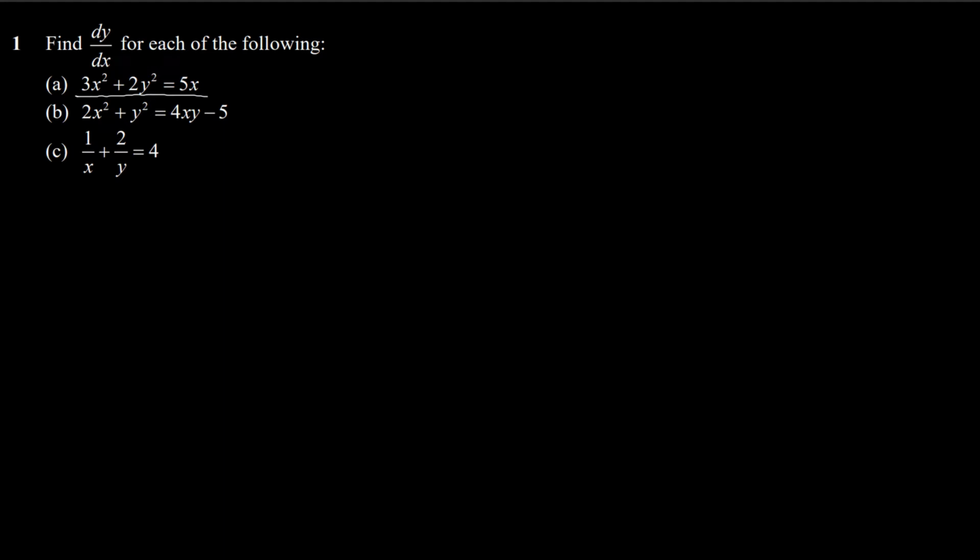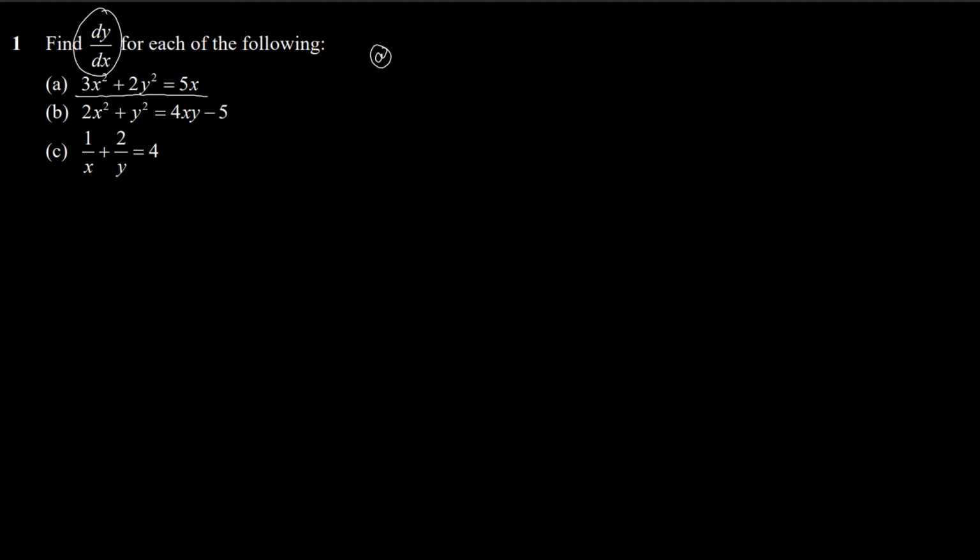An implicit function can sometimes be changed into an explicit function by expressing y in terms of x. However, it's sometimes difficult and unnecessary to do so. Without making y the subject, we can do the differentiation and find dy by dx of that expression. That is called implicit differentiation. Let's do the first question.